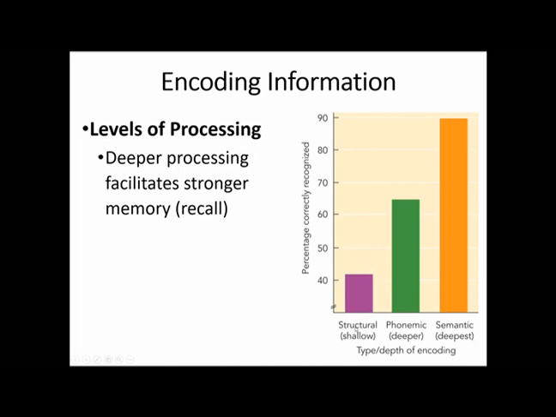And so here, if you were just asked something structural, if you were asked if it's in capital letters, people would remember just over 40% of the words from their list. If you had a little bit of a deeper meaning to it, if they ask you if it rhymes with something else, if you have to think of what it sounds like, people were remembering about 65% of the words. And then if you had a semantic processing for the words, if you had to think about what it meant, you're remembering 90% of the words on the list. So this is showing that yes, deeper processing facilitates stronger recall.